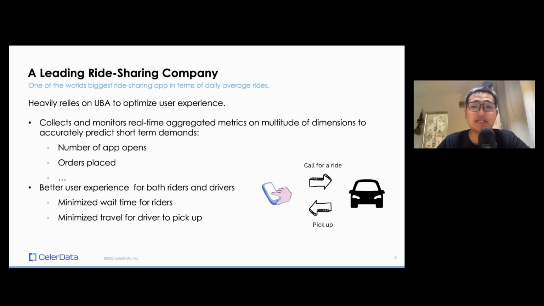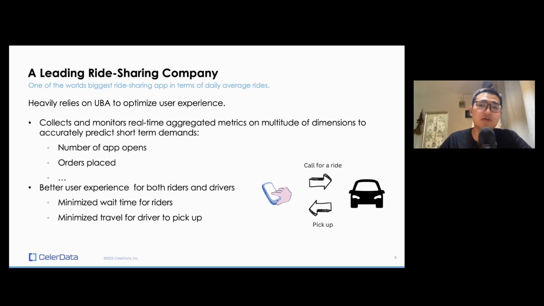And the second one I want to share is a leading ride sharing company. And this is actually DiDi Global. This is a ride sharing company, operates like Uber, but they are actually bigger in terms of daily average rides. I think they clock in around 30 million rides per day. So it operates just like the Uber app, right?